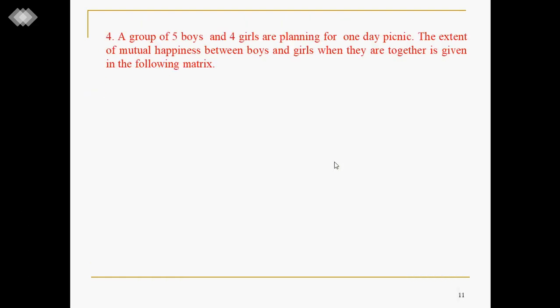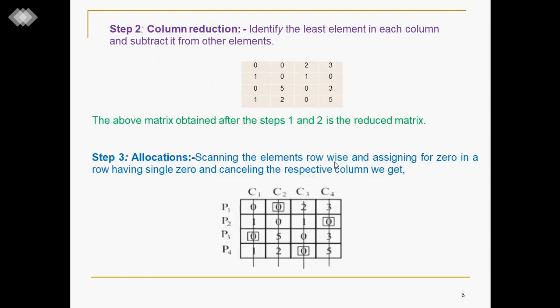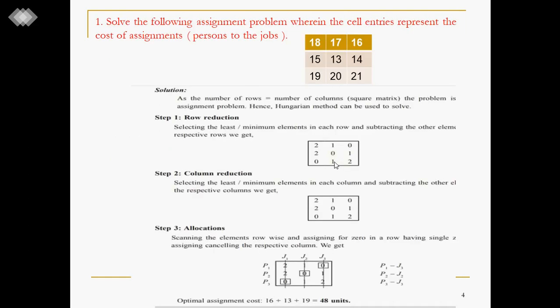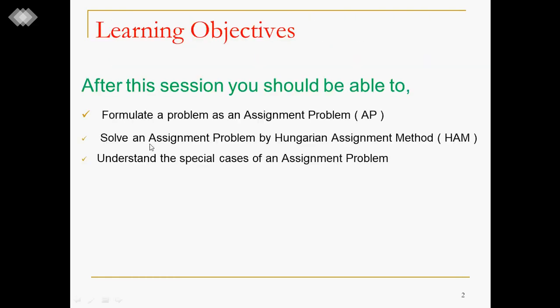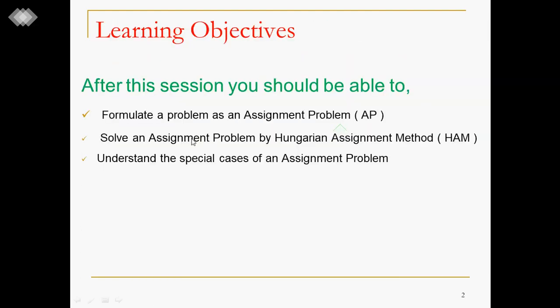So I hope you have met the objectives that were listed in the beginning. So the first thing is formulation of an assignment problem, or to understand the structure of the assignment problem, that is the nature of the problem. Then we have also discussed the assignment problem in steps. Step 1, row reduction, column reduction. Step 3 is allocations. You have to allocate for zeros. Then in step 4, that is when the number of allocations is not equal to the order of the matrix, you have to modify the reduced matrix, that is called MRM.